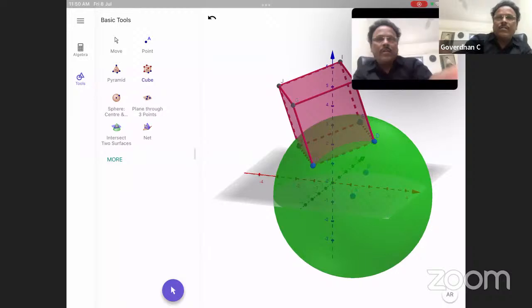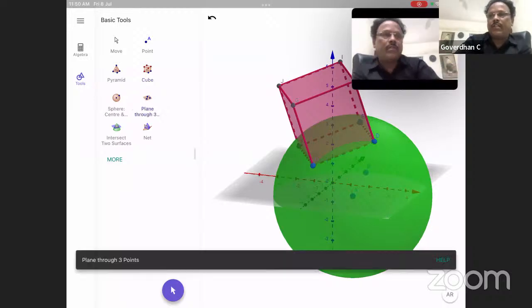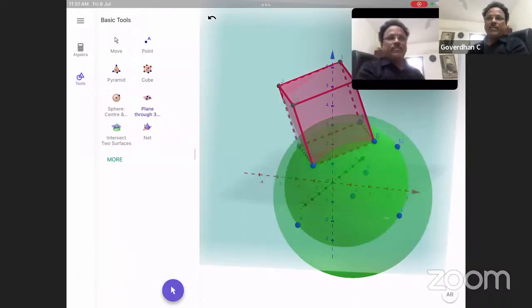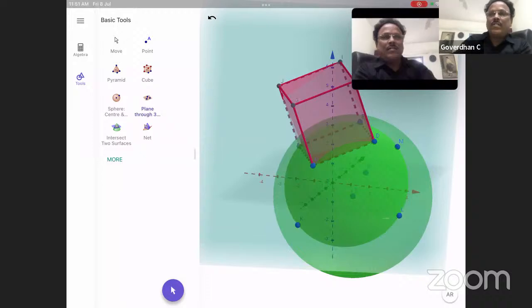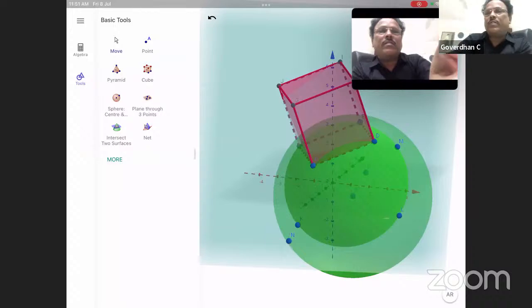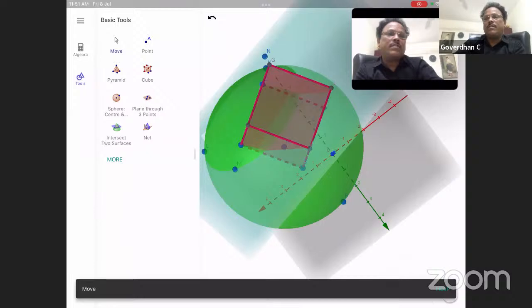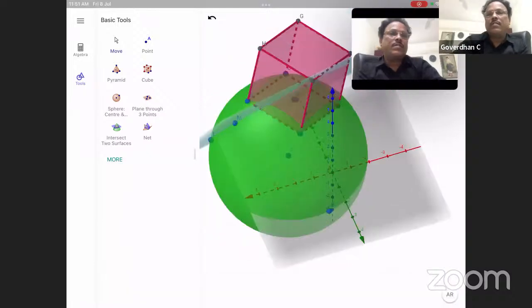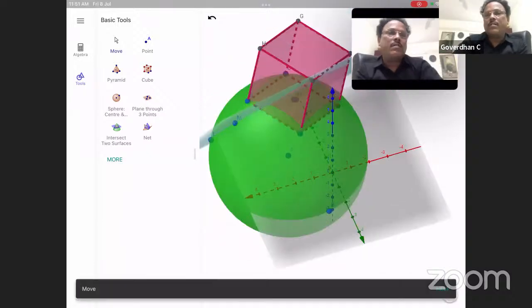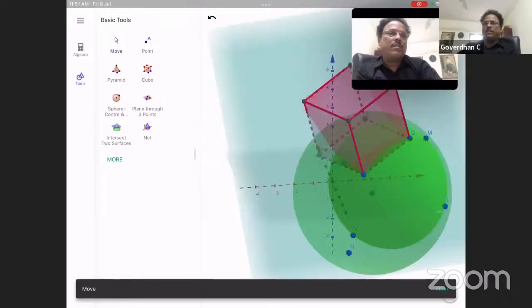Clearly visible, sir. Okay, a plane through 3 points. Let's just trace out 3 points: 1, 2, and another point. You have a plane. Suppose I visualize these 3: a sphere, a cube, and a plane. Just try to make it. Let's move this total figure. Now you can see the figure.